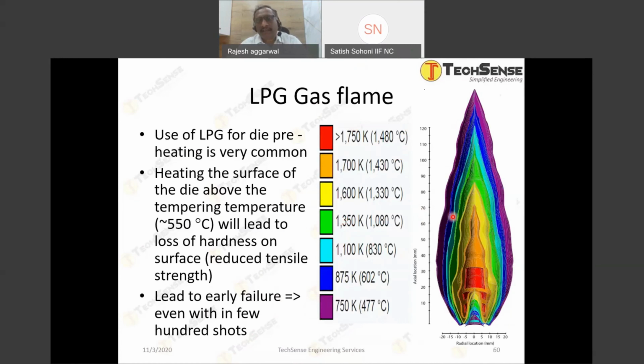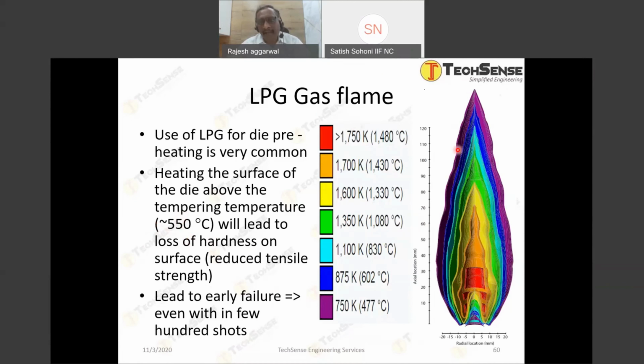The green color itself is 1000 degrees, and the cyan color is about 830 degrees. Blue color is 602 degrees Celsius, right? What is the tempering temperature when we do the heat treatment of the die steel? The tempering temperature is about 550 plus or minus, depending on the steel grade and the quality of the steel, but it is in this range. Some people use 555, some people use 545, right?